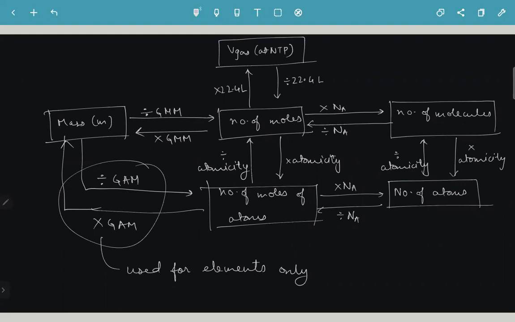ठीक है, ध्यान से सुनना. Still in some assignments you may find that STP has been taken as 22.4 only. But in the actual JEE exam, if you get a question, do it in the correct way. Okay, STP 22.7 and NTP 22.4.